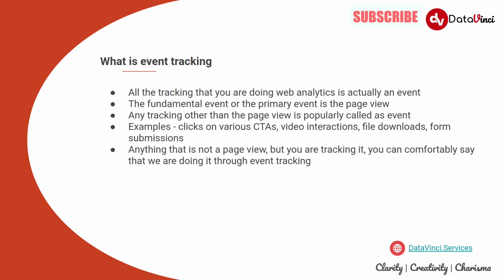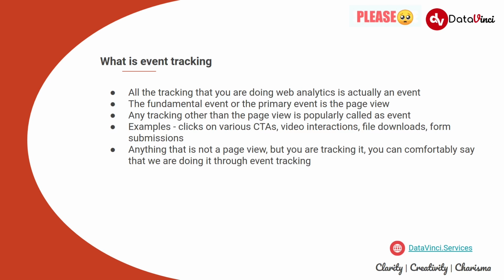So this is a basic definition: anything that you are tracking other than the page view can be called an event. Now in Google Analytics 4, everything is defined as an event, and even page views are called page view events. So don't get too confused over here. It is said that everything has been defined as events in Google Analytics. That is fine, but the fundamentals are still the same. You have a page view call by default.